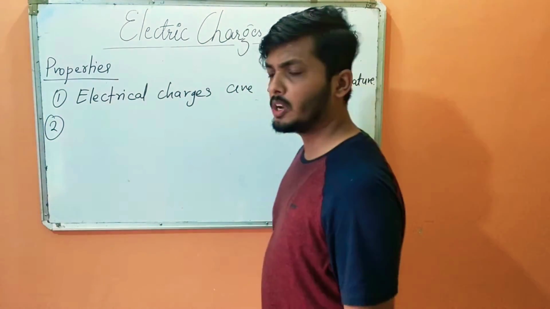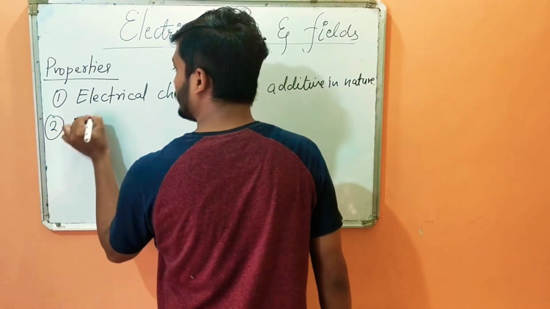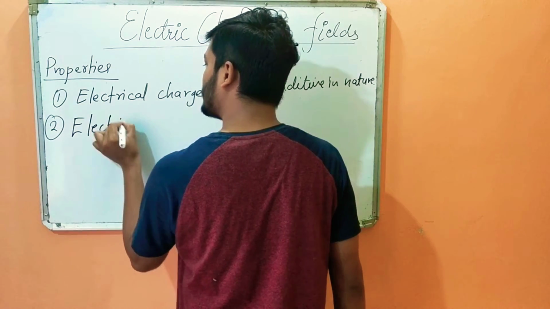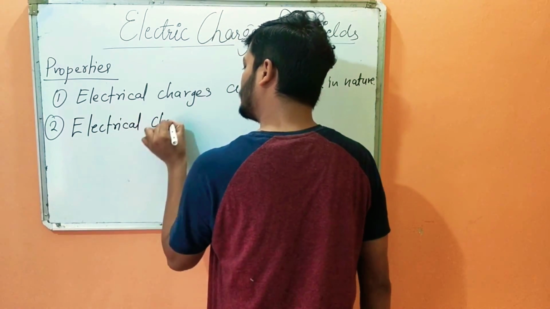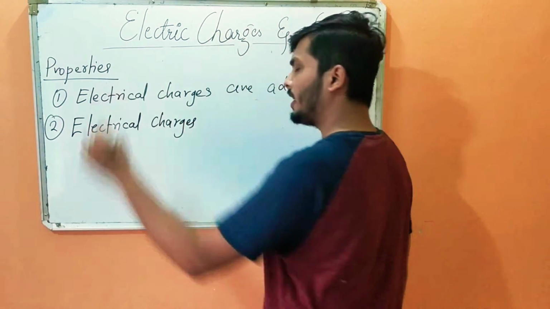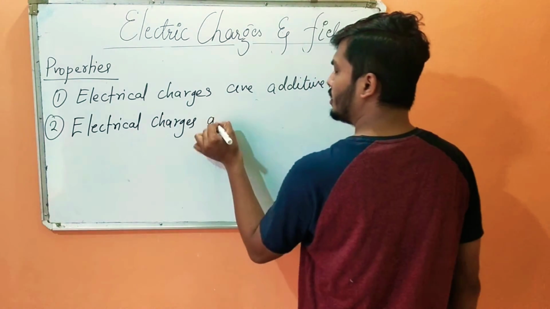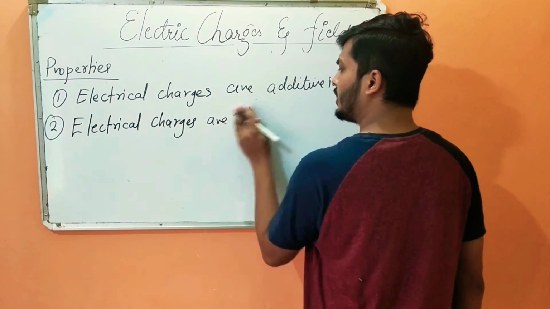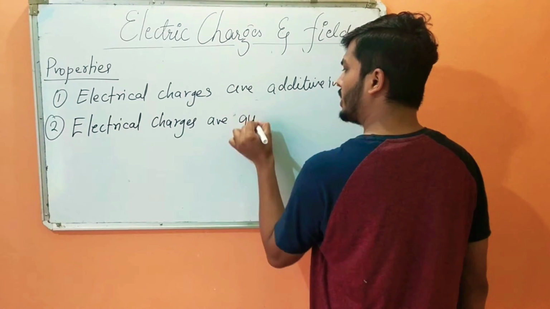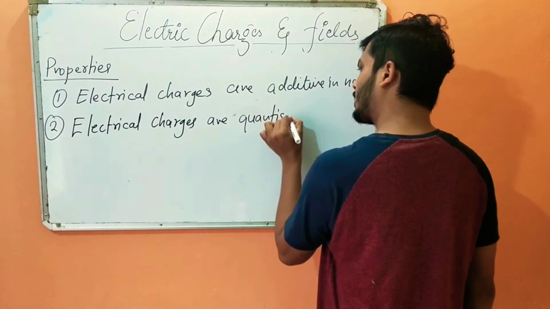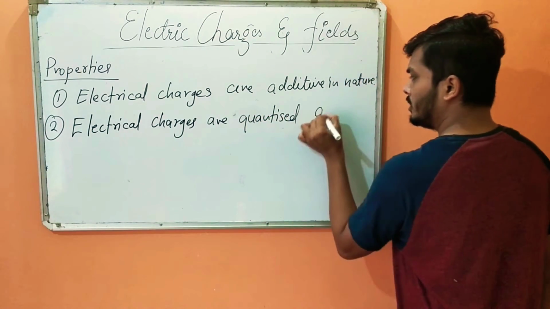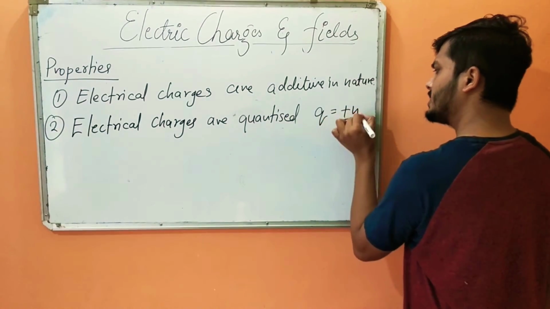The second important property is that electrical charges are always quantized. Electrical charges are quantized. Q equals plus or minus Ne.